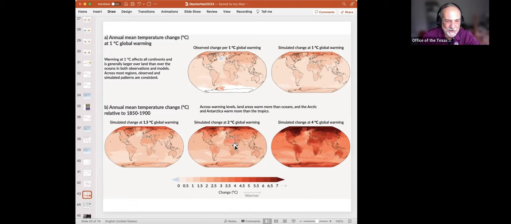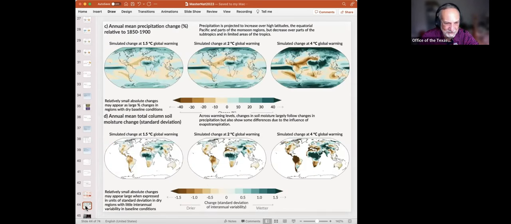1.5 degrees of warming, 2 degrees of warming, 4 degrees of warming. Obviously, things get redder and redder on this color scale. But you still have the Arctic warming faster than anywhere else, and the continents warming faster than the oceans. So it does make sense to talk about changes, say, per degree of warming, or how big a change you get after a degree or 2 degrees.